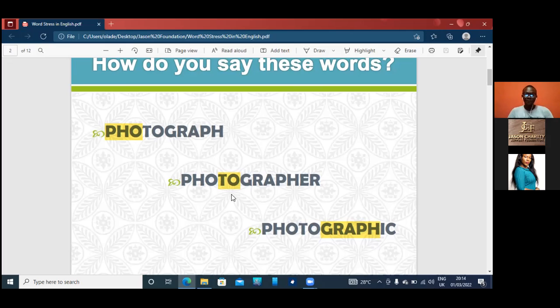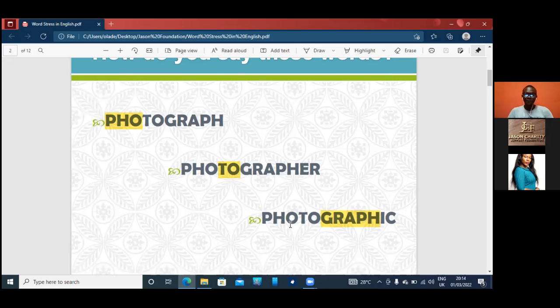But then when we add an adjective, there is a rule governing the syllable, which is the syllable before. We will get there. So here, photographic. So the stress falls on the penultimate syllable. So let's move on.